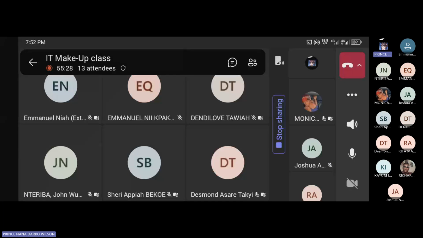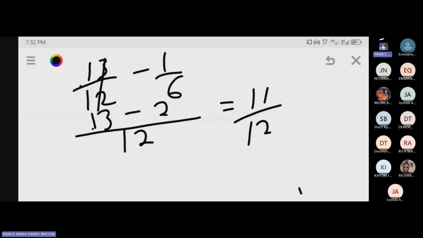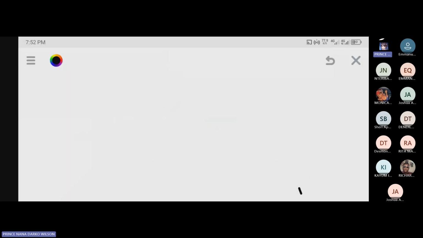Okay, so I believe you can see my share screen now. So I'm sharing my board and then we can check from there. Okay. So then, here's an example.